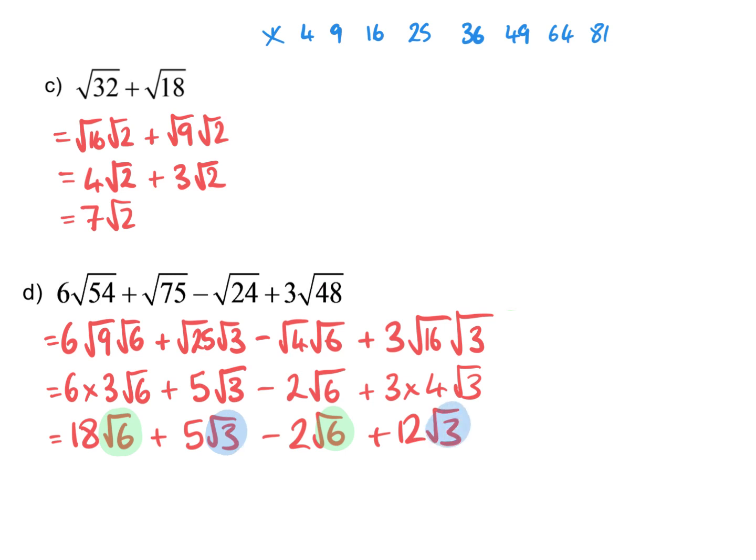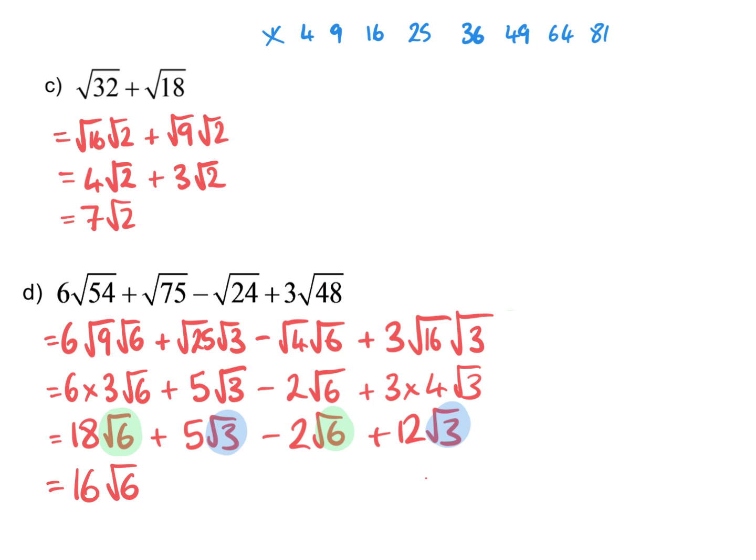and separate to that I've got these root 3s here and here. So it's like collecting like terms in algebra. We collect our x's, we collect our y's. Here I'm going to collect my root 6s, and then I'm going to collect my root 3s. So let's look at the green ones first. Root 6, so 18 root 6s, take away 2 root 6s. So 18 take away 2 is 16. That means I've got 16 root 6s.